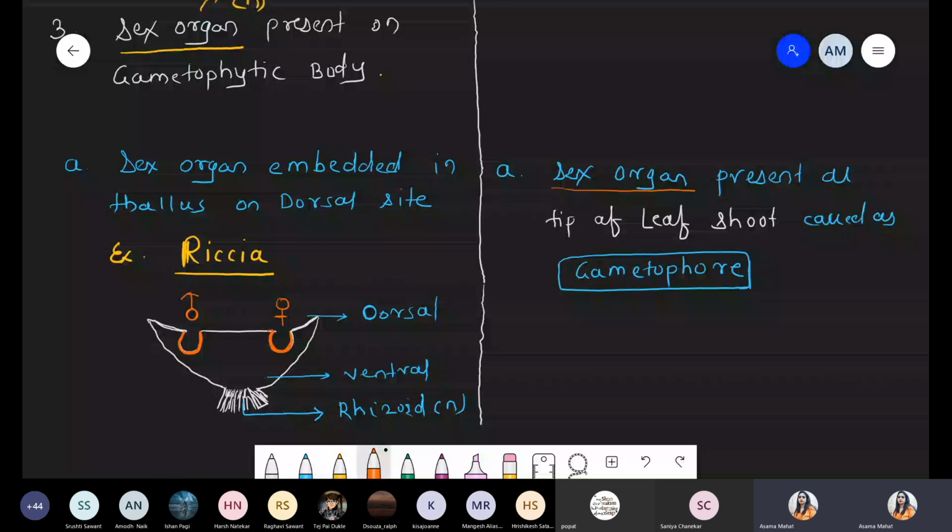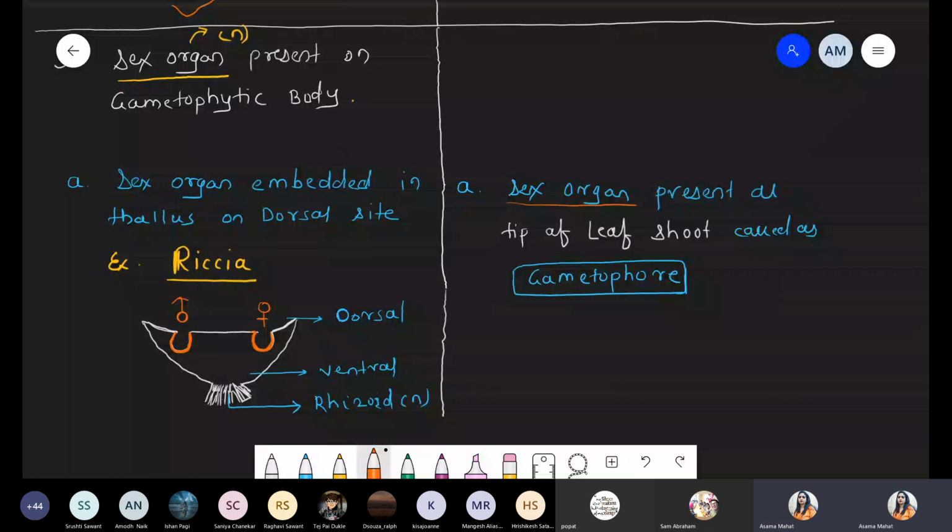The screen is not visible. No, it's visible, beta. Is it only for you or for all? Yes, ma'am. Now it's visible. Yes, ma'am. Okay, okay.